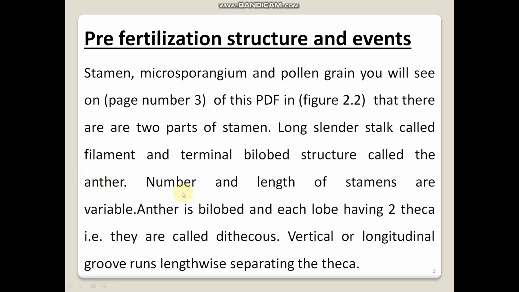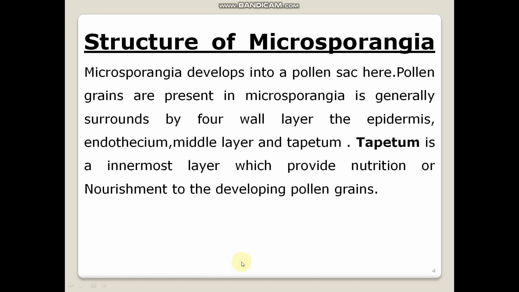The number and length of stamens are variable. The anther is bilobed and each lobe has two theca, that is, they are called dithecous, right? Vertical or longitudinal grooves run lengthwise separating the theca. So now we come to the structure of the microsporangia.